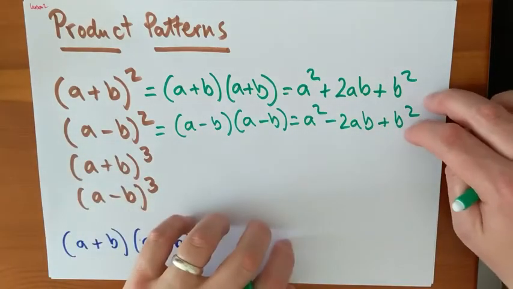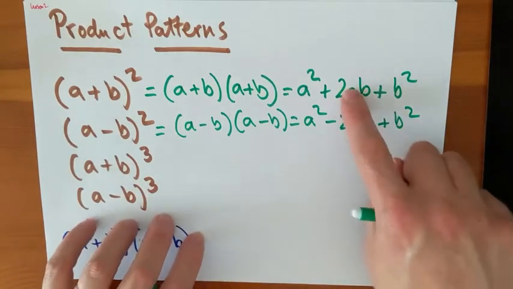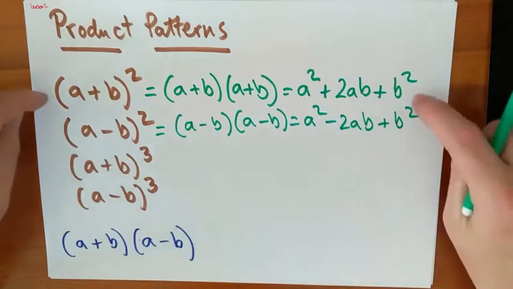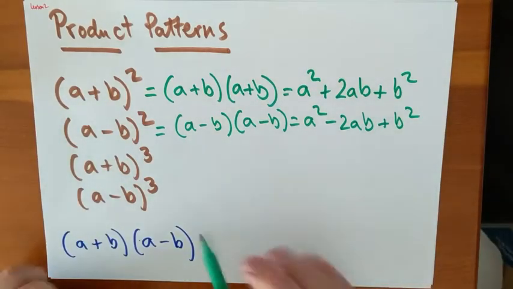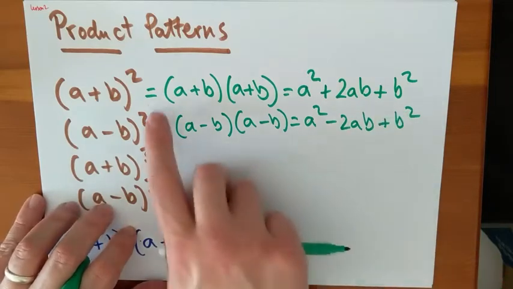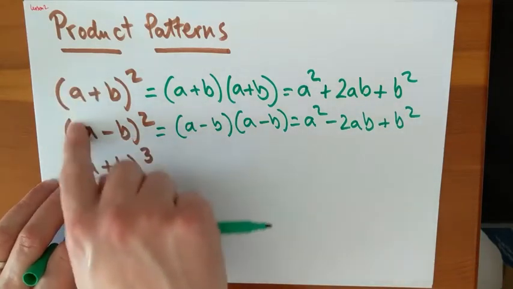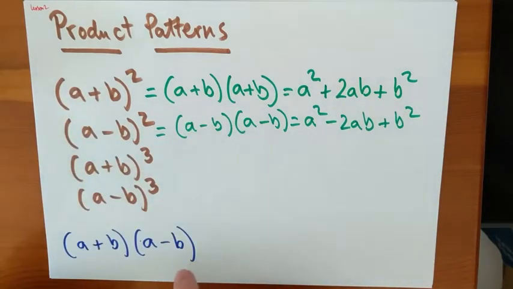So these two patterns are very similar. This one gives you a minus 2ab, this one gives you a plus 2ab. And if you're aware of these, it means you can speed up your calculations. You don't have to think this through every time, which is especially useful if you have more than just an a here, which I'll show you in a second.